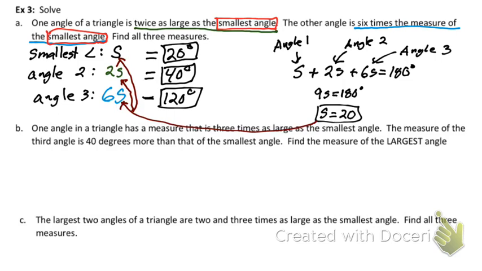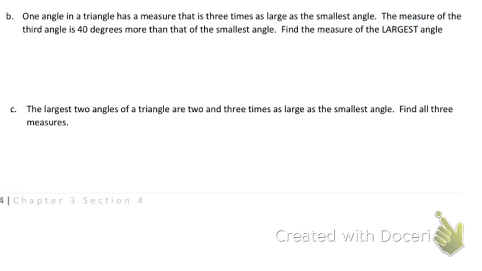All right, so it says one angle of a triangle has a measure that is 3 times as large as the smallest angle. I think I actually have it clean there. So once again, we're talking about a smallest angle. So let's go ahead and write that down. Smallest, and how about we just put angle there? I'm going to let S stand for my smallest angle. The measure of the third angle is 40 degrees more than that of the smallest angle. Find the measure of the largest angle.